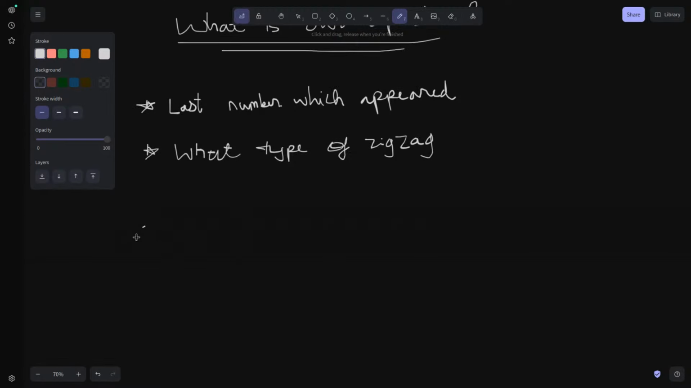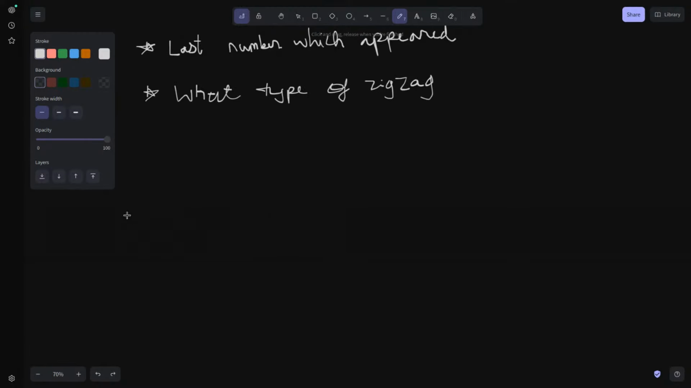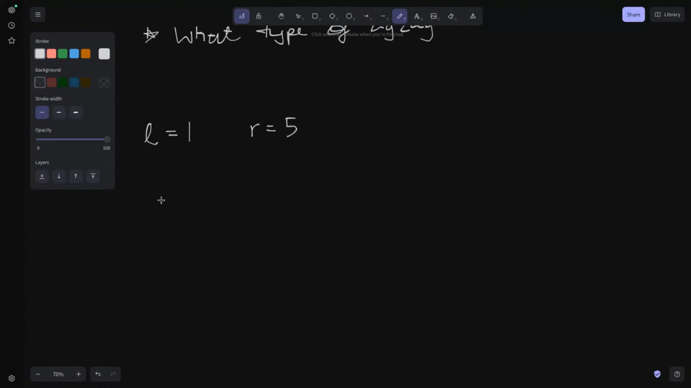Let me just give an example. Let's make our L 1 and R 5, just to keep things simple. At a given position, I have dp of i, and the possible ending values, all the possible values it can end at, will be the second dimension of my dp. So I have dp of i,1, dp of i,2, dp of i,3, all the way till dp of i,5.